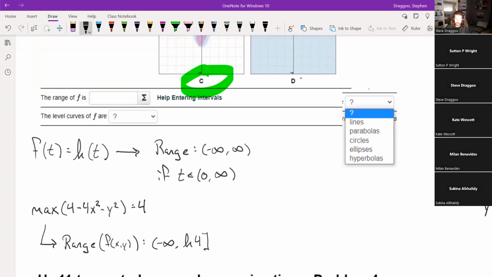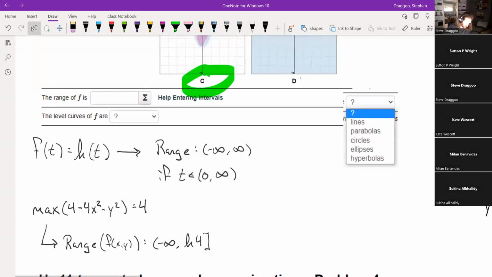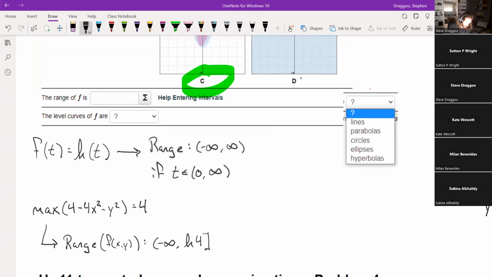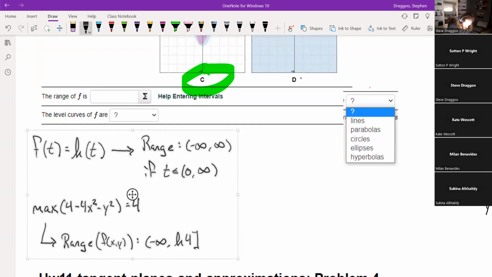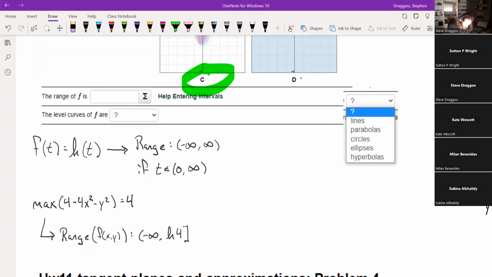Then on the other side, the next part of the question that we wanted to answer was to figure out what the level curves of this thing look like. What the level curves look like. And slide that over a little bit, so I have enough space to work here.